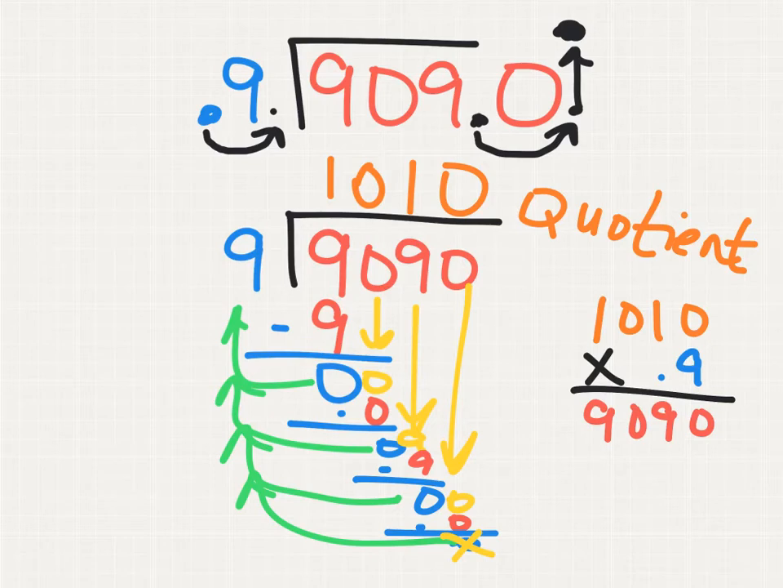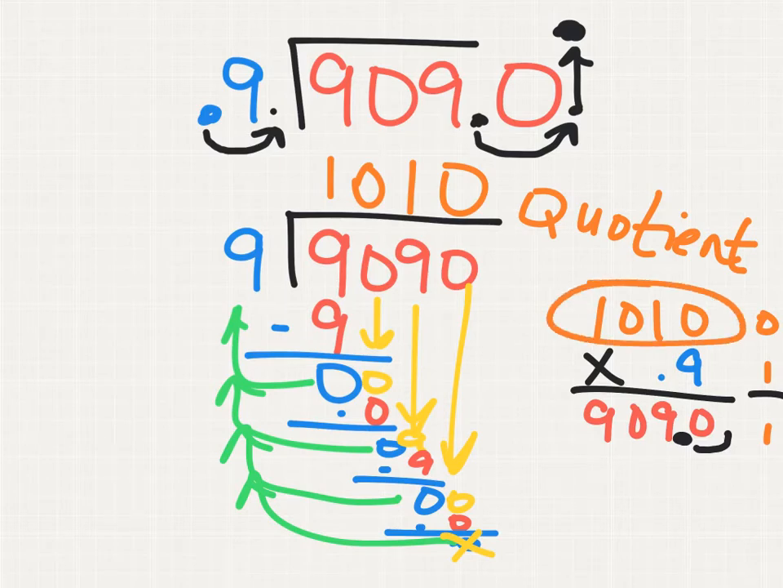How many decimals did I have in my first factor? None. How many decimals in my second factor? 1. So how many will I need in my product? 1. So I need to move the decimal from the end in one place, which means if I take my quotient of 1,010 and multiply it by my divisor of 0.9, I get my original dividend of 909.